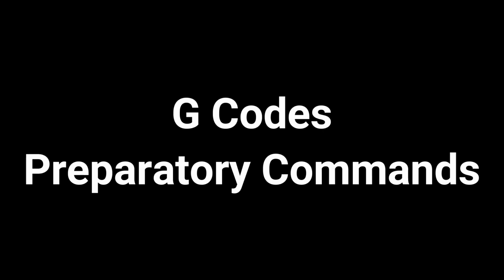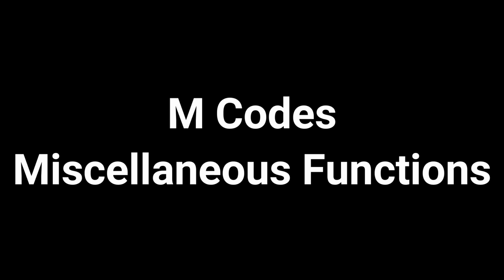For example, I can send the machine to X30, but I can also call up an M30. Without the letter being written first, the machine does not know what to do with the 30. G codes are called Preparatory Commands. M codes are called Miscellaneous Functions. Both of these letter designations are needed to write a program.